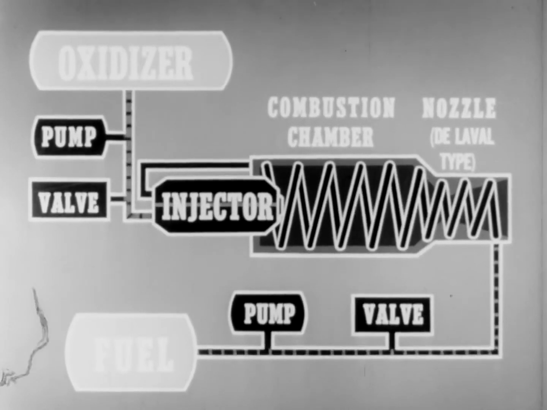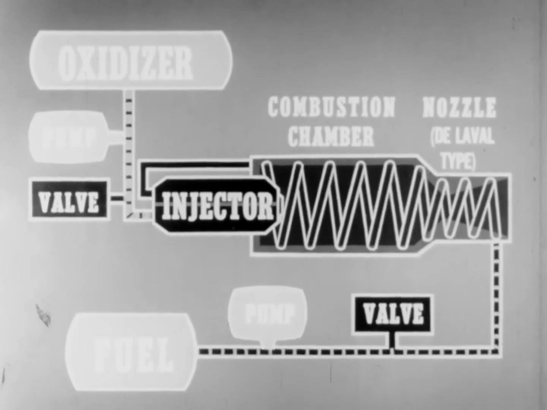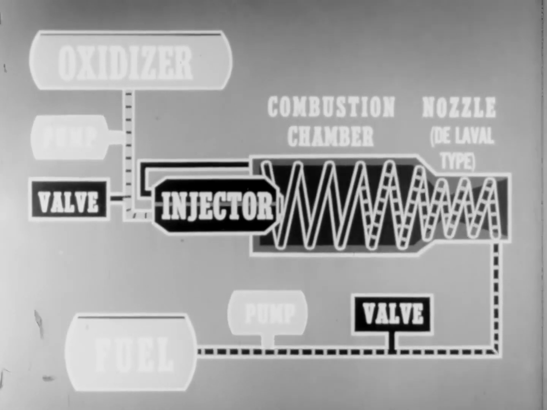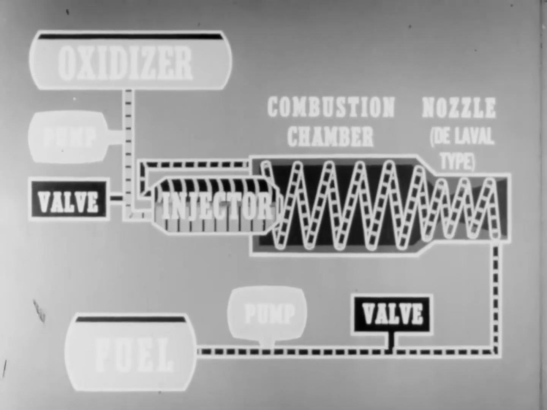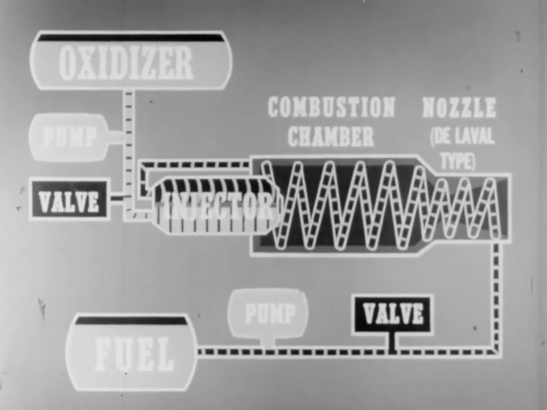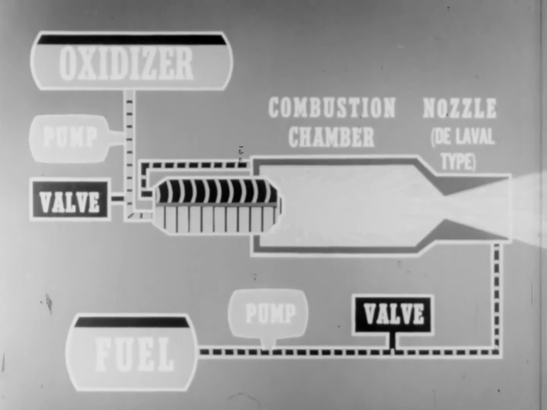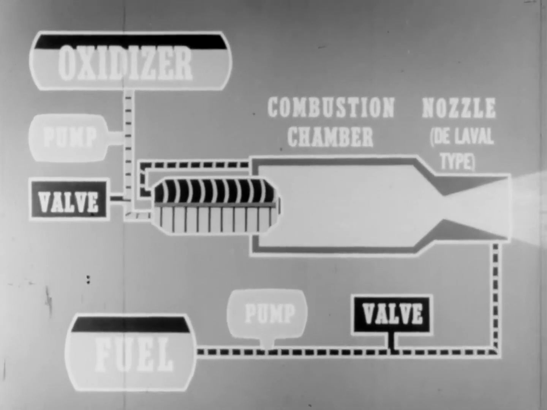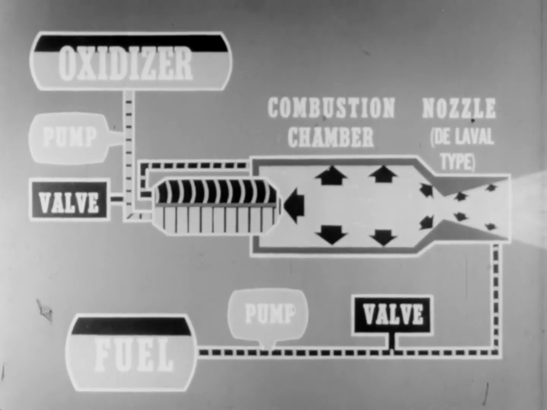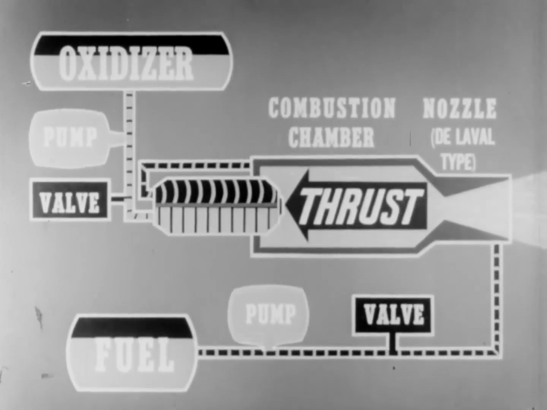The fuel and oxidizer enter their separate feed lines under pressure from their pumping mechanisms. One goes through the cooling system to the injector, the other directly to the injector, which sprays them into the combustion chamber. Combustion takes place, and exhaust gases, accelerated by the Delaval nozzle, repeat the same pattern of pressures you've seen before, creating thrust.